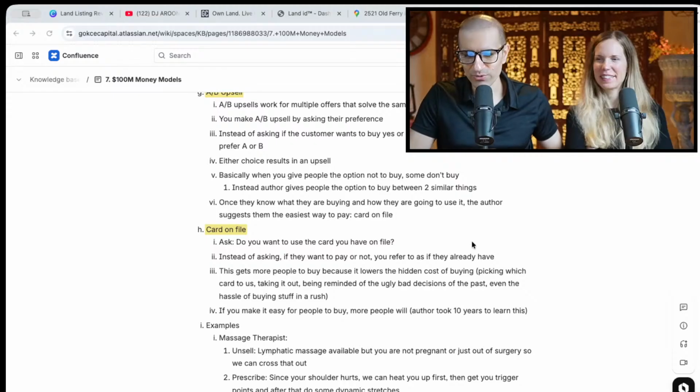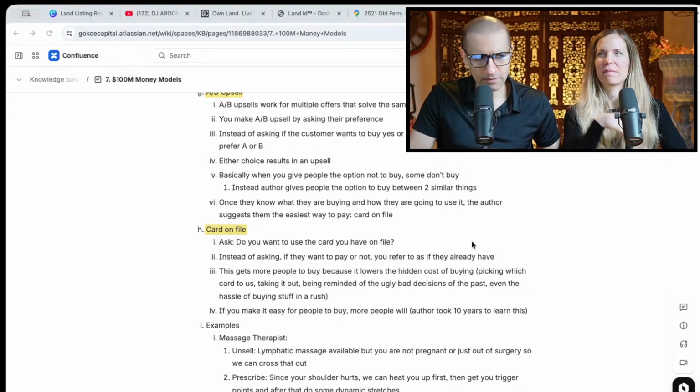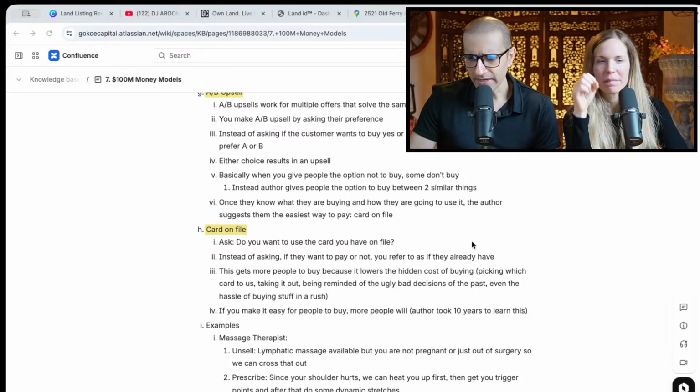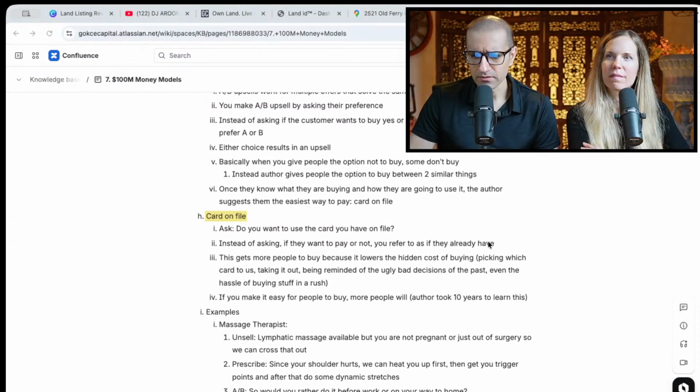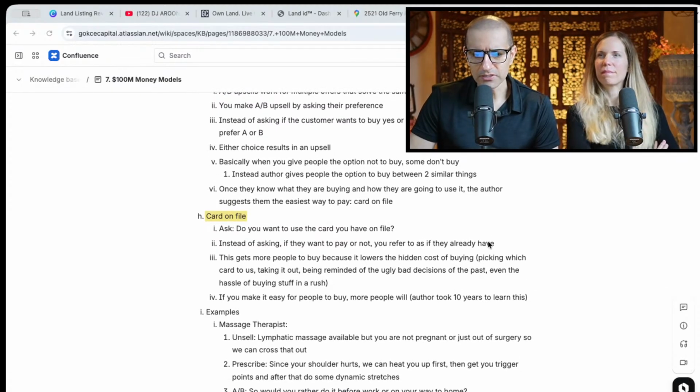All right, let's move on. So the next item is A/B upsell. A/B upsells work from multiple offers that solve the same problem. You make an A/B upsell by asking their preference. Instead of asking if the customer wants to buy, yes or no, we ask which product they prefer, A or B. Either choice results in an upsell.